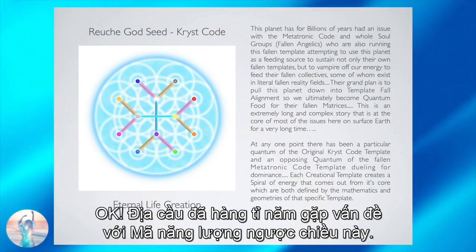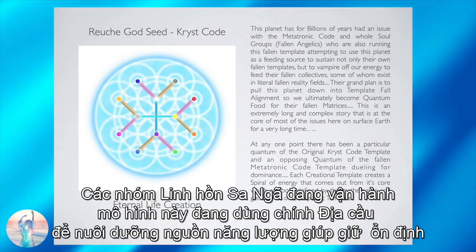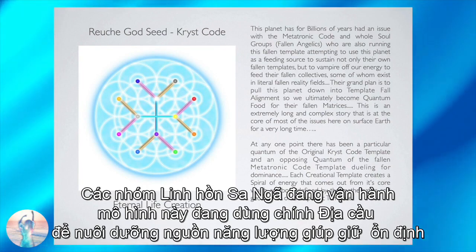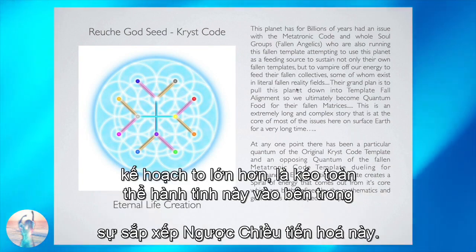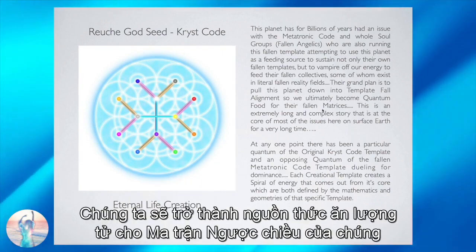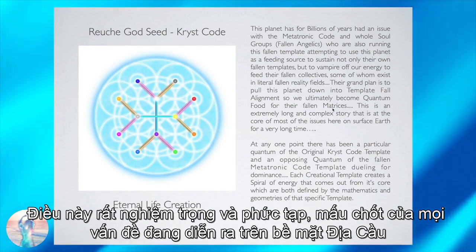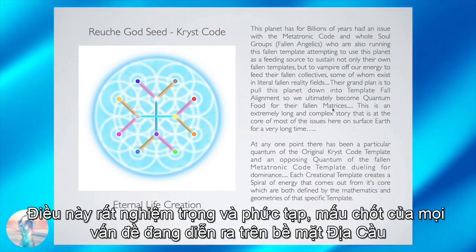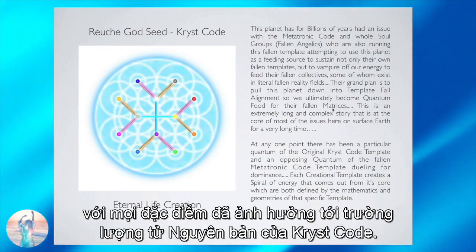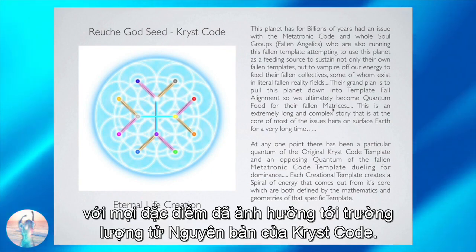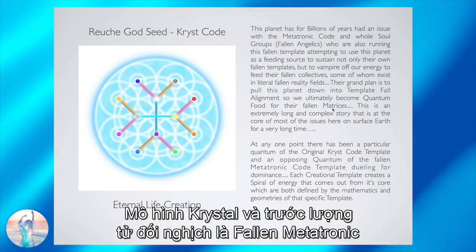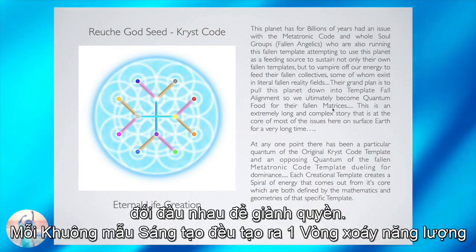Okay, this planet has for billions of years had an issue with the Metatronic code, and whole soul groups again are running this template and basically feeding off us. The grand plan is to pull this entire planet down into template fall alignment so we ultimately become quantum food for their fallen matrices. This is an extremely long and complex story that is at the core of most of the issues here on surface Earth for a very long time. At any one point, there's been a particular quantum of the original Christ code template and opposing quantum of the fallen Metatronic code template, dueling for dominance.